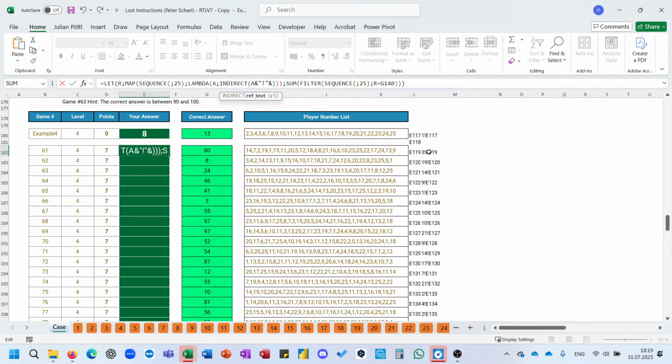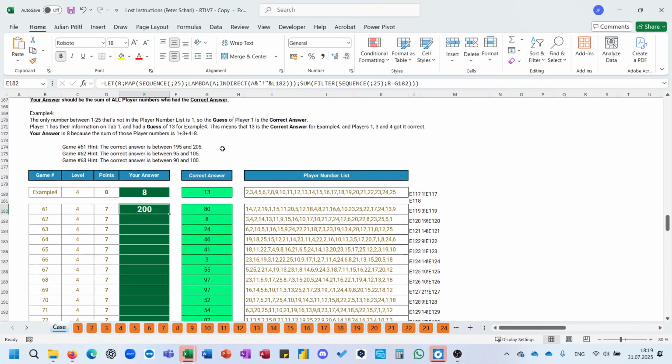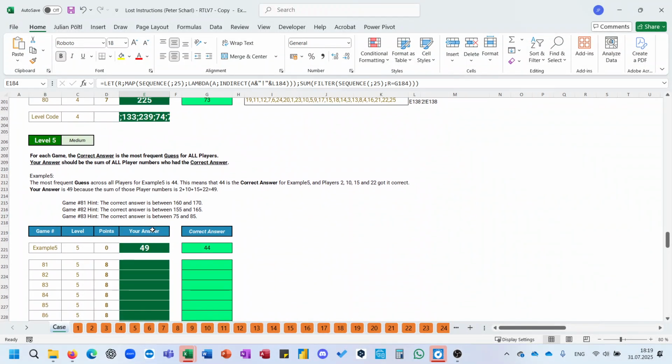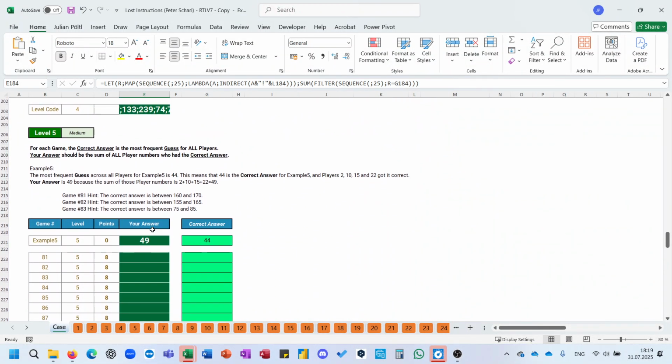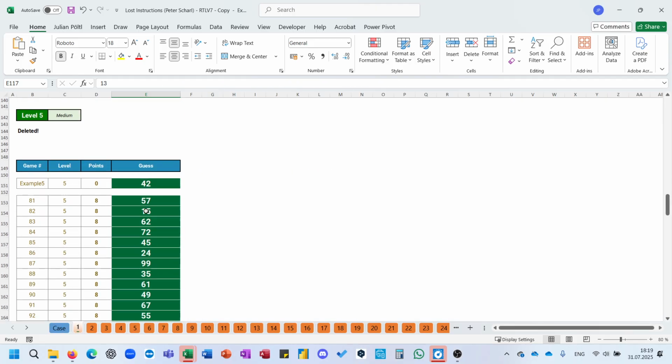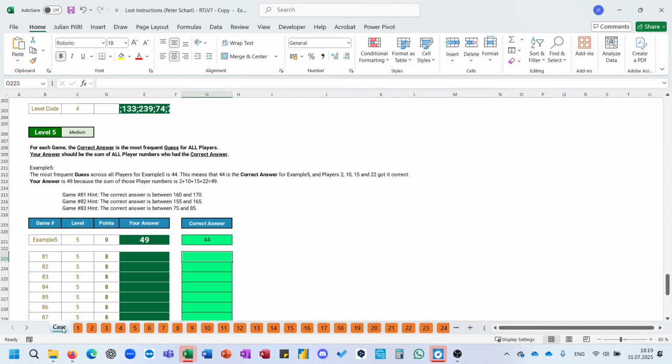This is the cell we're searching for, yes. And this is the answer. 200, yes, could be. 196, yes. Okay, most frequent correct answer is the most frequent guess for all players. So we're starting at E151, E151.